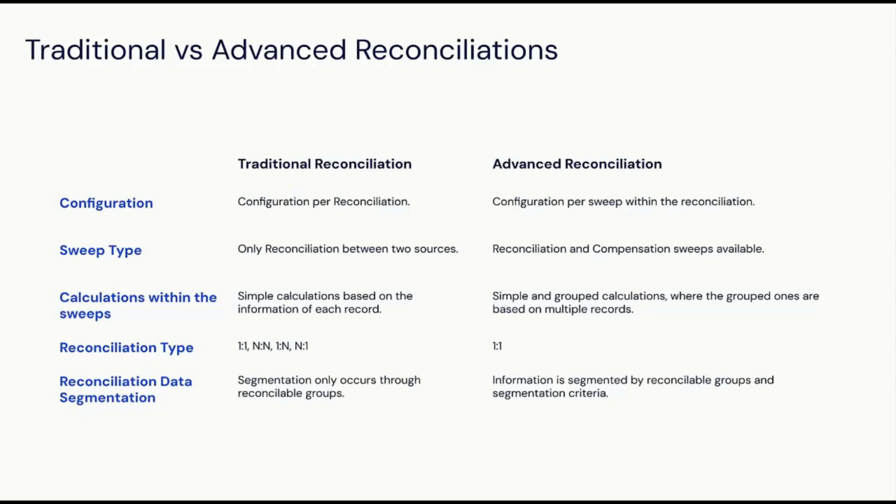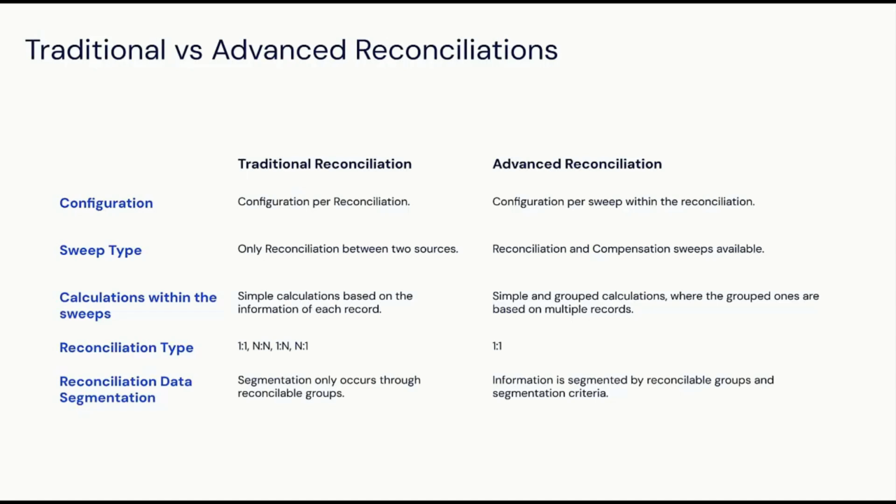Within the standard process, there are only reconciliation sweeps. I am simply comparing A to B, considering columns from A, columns from B, and the criteria for matching them. Meanwhile, in the new configuration, we will have two types of sweeps. We will have the reconciliation sweeps, where I am on side A and I search for the records on the other side based on matching criteria. But we also have the compensation sweeps, which means that within the same source, I will look for matches within that same source. This is also known as zero effect.